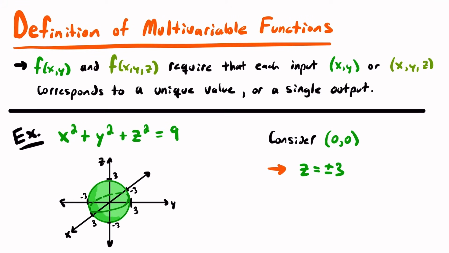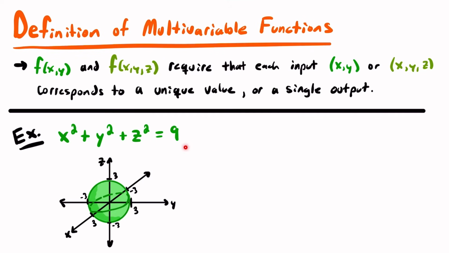Okay, because just like single variable functions, a multivariable function requires that each input only corresponds to a single output. If there are 2 outputs for 1 input, that is not a function. And so the way that we would get around that is by representing this sphere with two different multivariable functions. And so here's what that looks like.